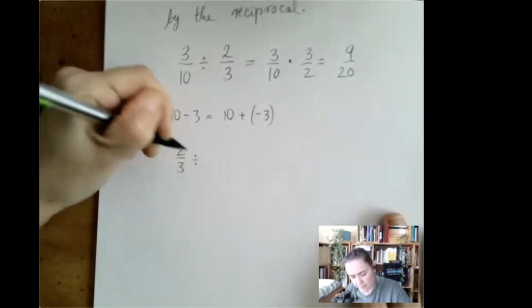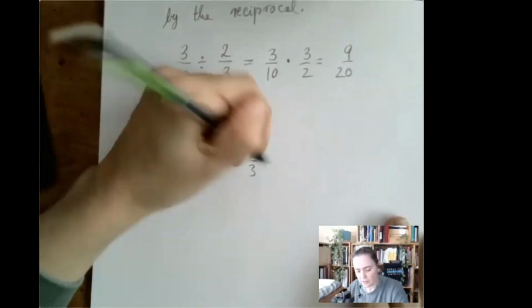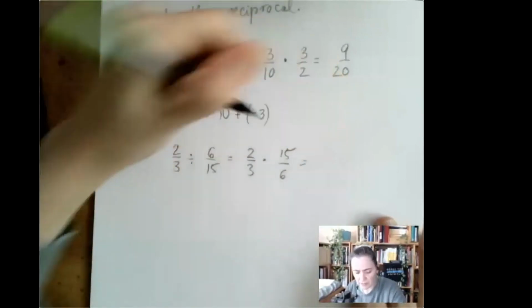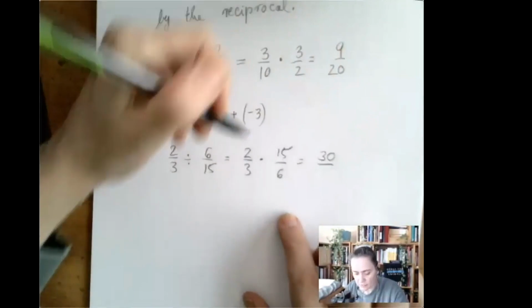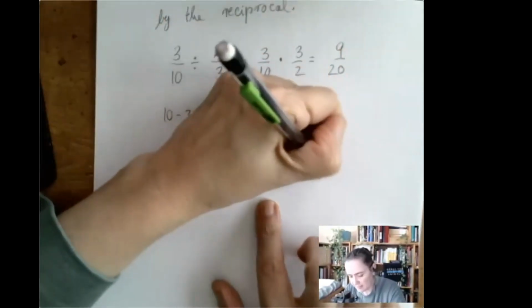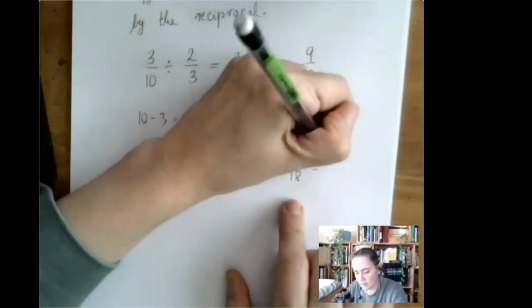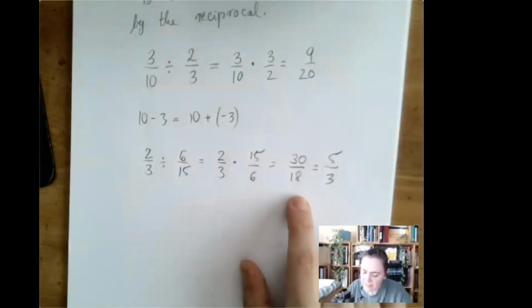2/3 divided by 6/15. We write down the first one and then we multiply by the reciprocal. And now there is plenty of cancellation right there. But we can say that's 30/18, and then they're divisible by at least 6. 30 is 5 times 6, and 18 is 3 times 6.